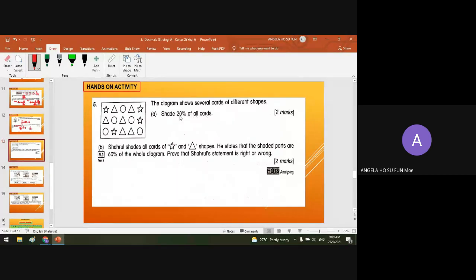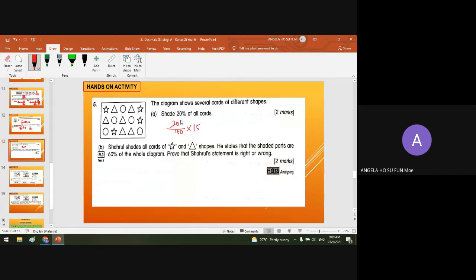Okay, let's see whether it's correct or not. Shade 20% of the cards. Later, teacher will show you a shortcut. If you don't know, what you can do is find 20% of all the cards. Count how many cards there are. 1, 2, 3, 4, 5. One row is 5, 5, and 5. Altogether 15. You can use 20% times 15.